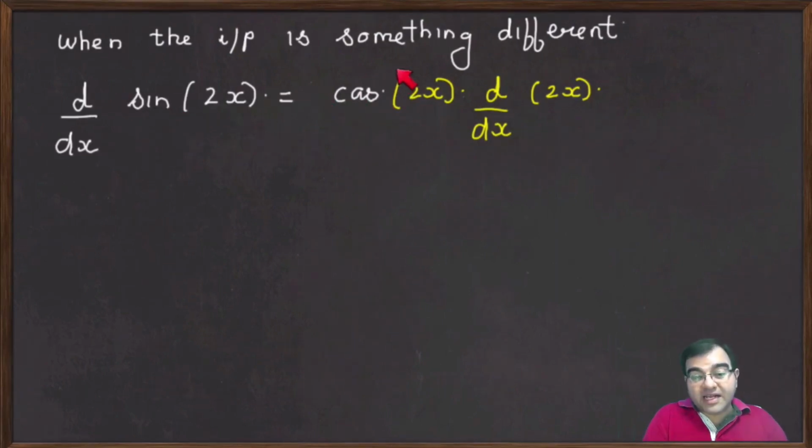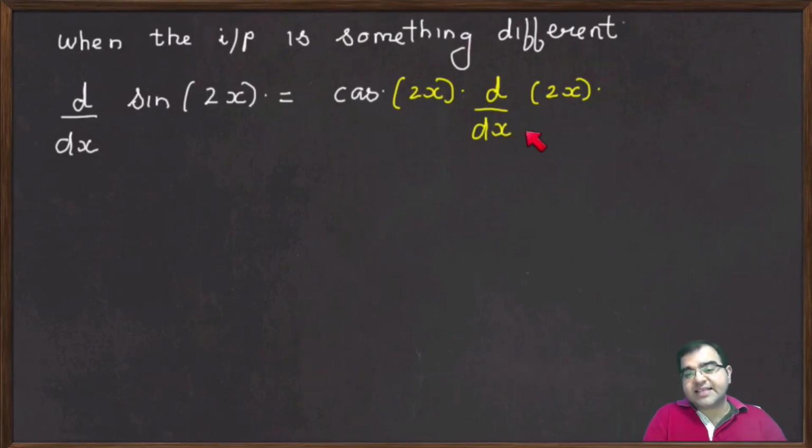But you have to multiply this new input's derivative also. So you have to multiply the new input derivative. So you will say d by dx of 2x. Now, how do you solve this? Again, you know this 2 is a number. Nothing to be taken care of, right? So this 2 will be kept as it is.